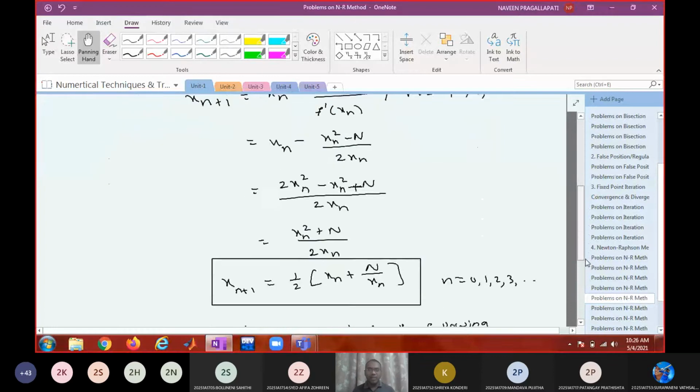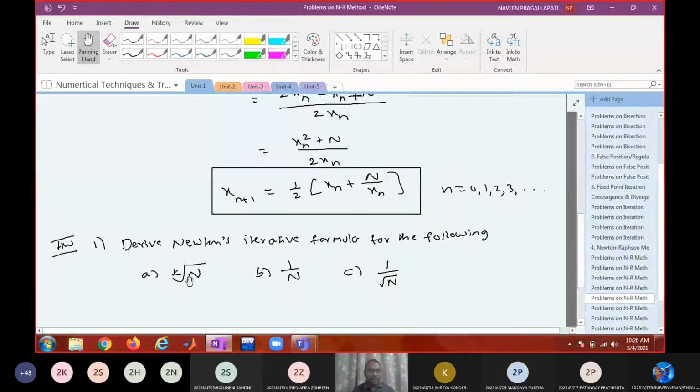Let us do this problem. Derive Newton's iterative formula for kth root of n. We shall derive the formula for kth root of n. When I substitute k equal to 2, that is going to be square root. If I substitute k equal to minus 1, 1 by n. If I substitute k equal to minus 1 by 2, that will be 1 by root n. So let us derive this formula, and the remaining will be special cases. All of you write down the problem.